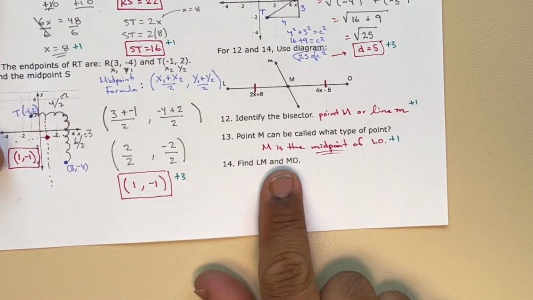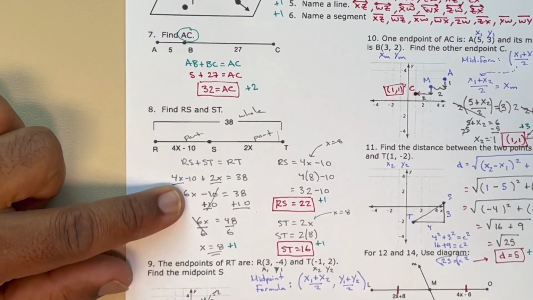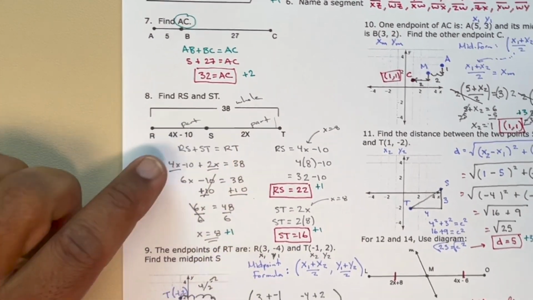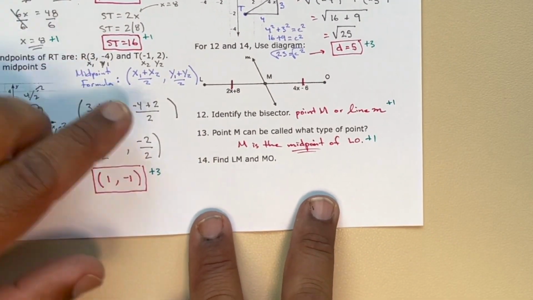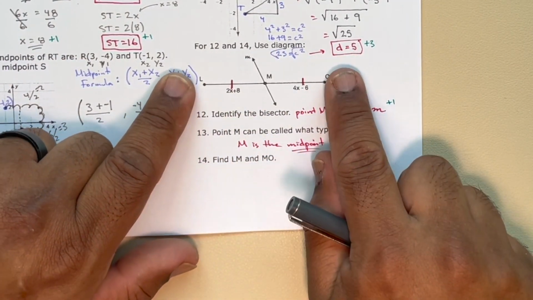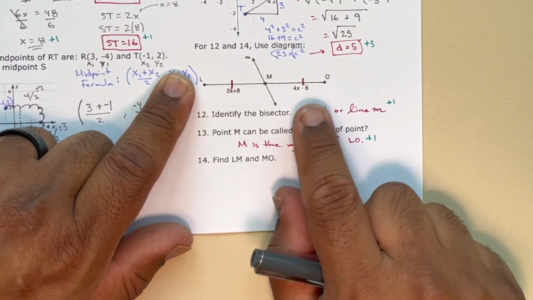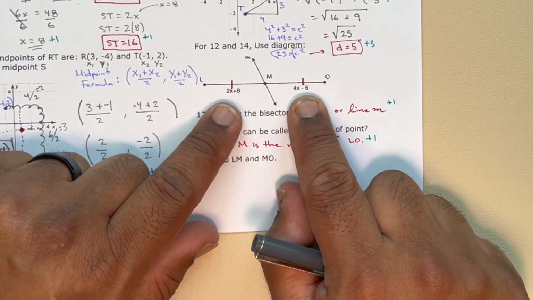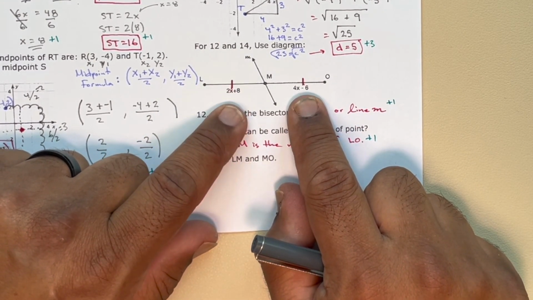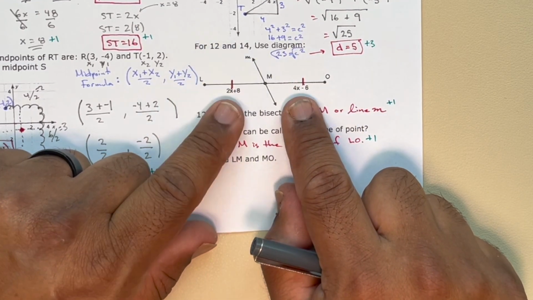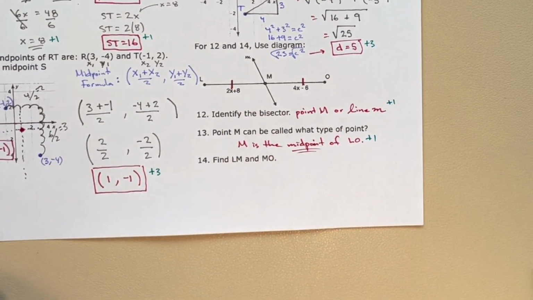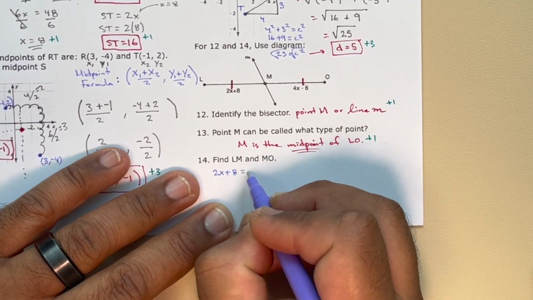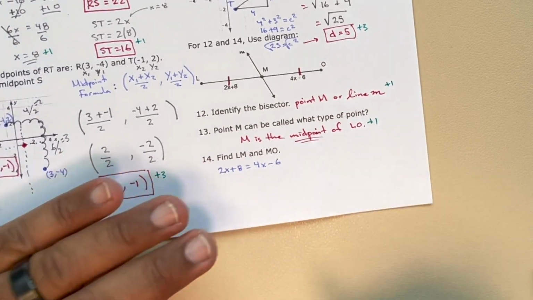This problem can get confused with this one, where we're using segment addition, where we have a part plus a part equals a whole. However, on this one, I don't know how long the whole length is. It's not given to me, but I know that this one is the same as this one. I know that this segment is congruent to this segment. So I know the length of this one is equal to this one. So I can just set them equal to each other. This one equals that one. So I've got 2x plus 8 equals 4x minus 6. Those are the same lengths.